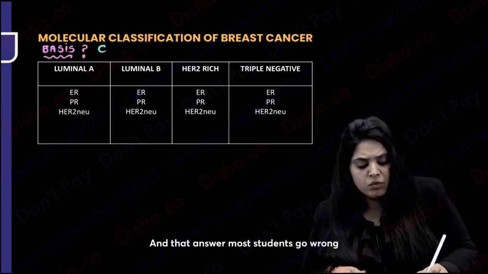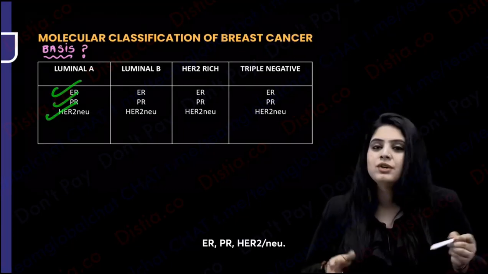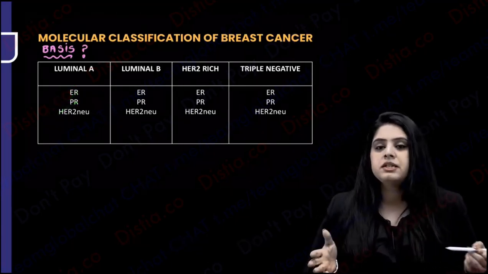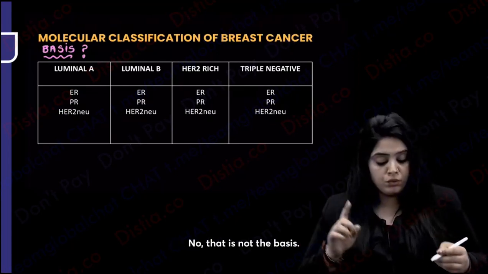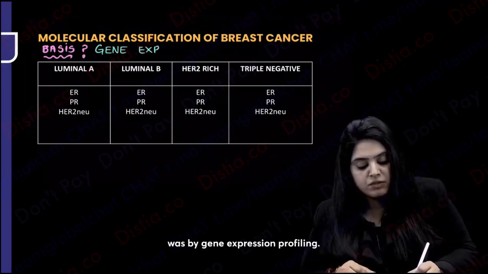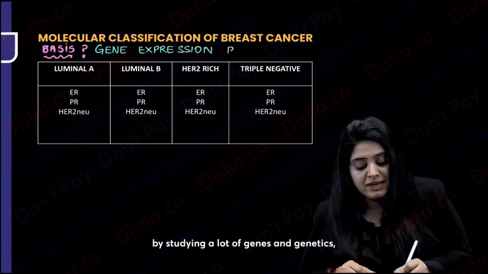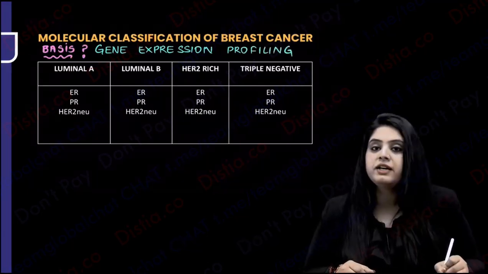And most students go wrong on that answer, because in the options it is written ER, PR, HER2/neu. You say, yeah, everywhere in the table I'm reading ER, PR, HER2/neu, so that is the basis. No, that is not the basis. This classification was formed by gene expression profiling. The classification was made initially by studying a lot of genes and genetics by gene expression profiling.